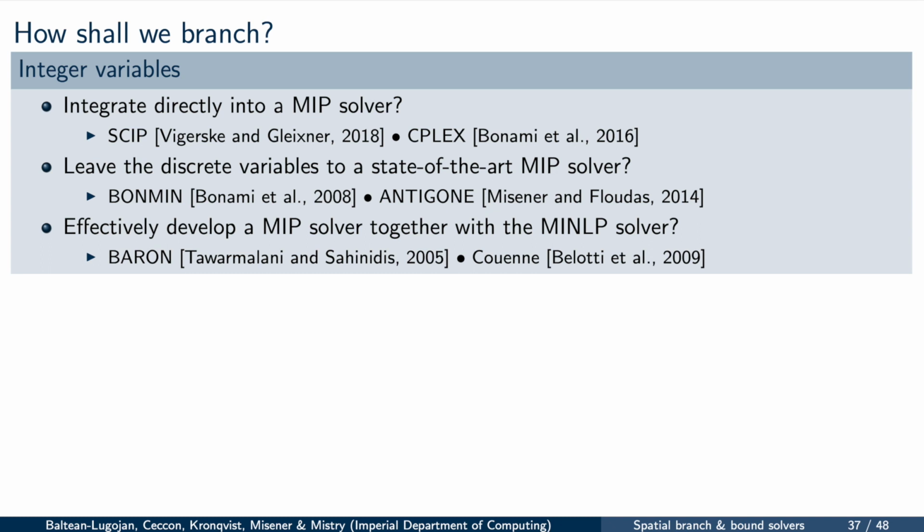More prosaically, how shall we branch? First off, remember that in MINLP, we have integer variables. And there are these really great MIP solvers that have been developed over the years. One thing that we could do is integrate directly into a MIP solver. So basically, the MINLP solver could be directly inside the MIP solver. We could leave the discrete variables to a state-of-the-art MIP solver. We could say, we don't feel like developing a state-of-the-art MIP solver, so we'll just pass subproblems to them. Or we could effectively develop a MIP solver together with an MINLP solver.